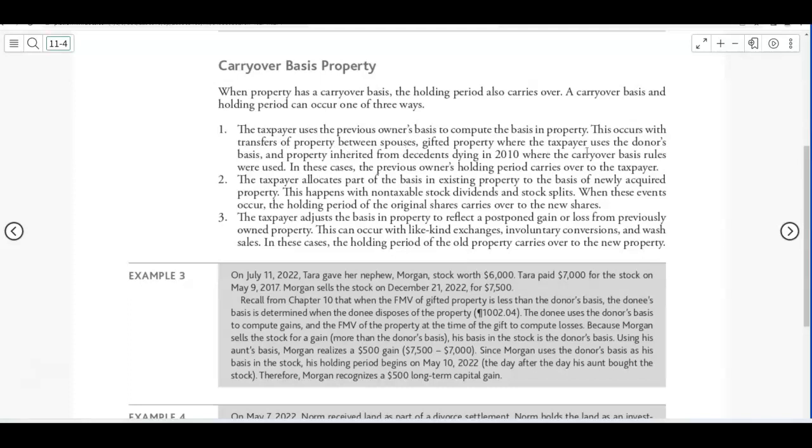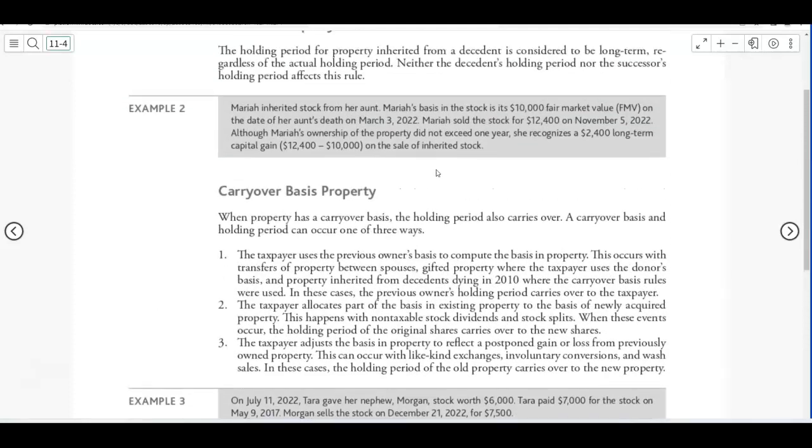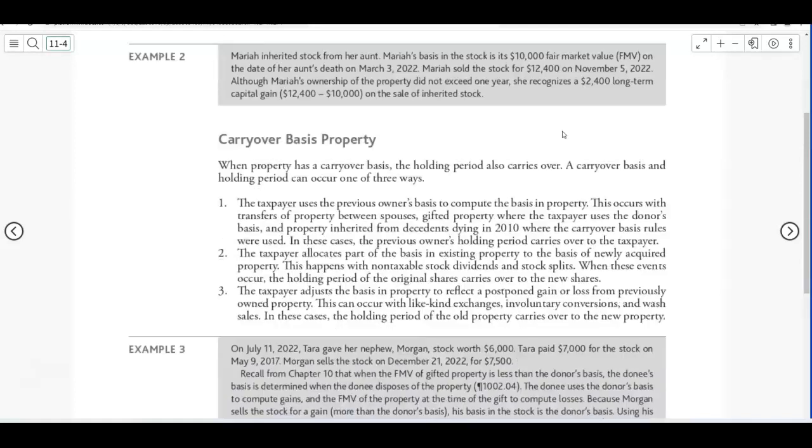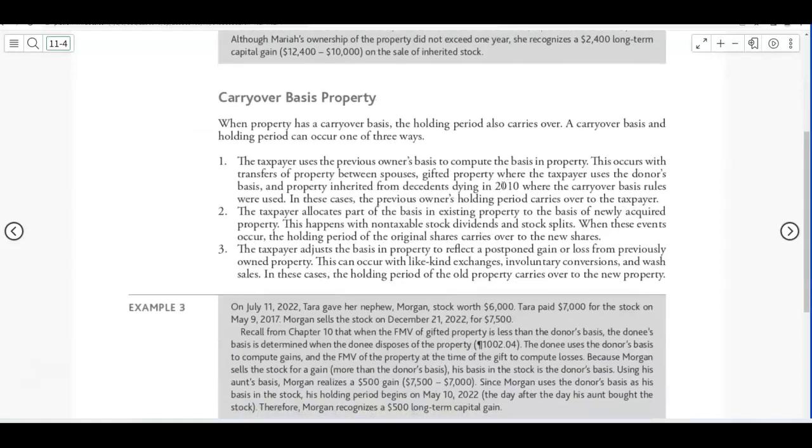gifted property, where the taxpayer used the donor's basis, and the property inherited from a decedent dying in 2010, where the carryover basis rules were used. Only in 2010. Otherwise, inherited property is always long-term, right? But just 2010 was different. 2010 was the same as gifted property. In these cases, the previous owner's holding period carries over to the taxpayer.